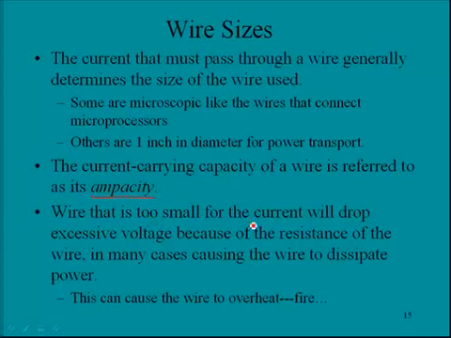Wire that is too small for the current will drop excessive voltage because of the resistance of the wire, in many cases causing the wire to dissipate power. So if you have a wire that is too small and you're sending too much current through it, the wire will drop more power in the form of watts because of the higher resistance of the wire. This can cause the wire to overheat, and this potentially can cause fire.